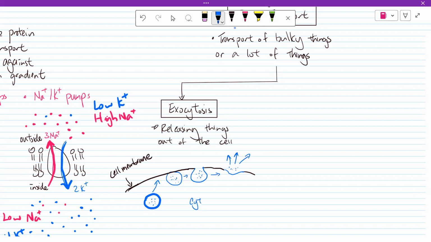This is, of course, cytoplasm. Okay, so this is exocytosis. You want to be getting some things out of the cell, into the surrounding. Do you understand this? Let me know if there are any questions.